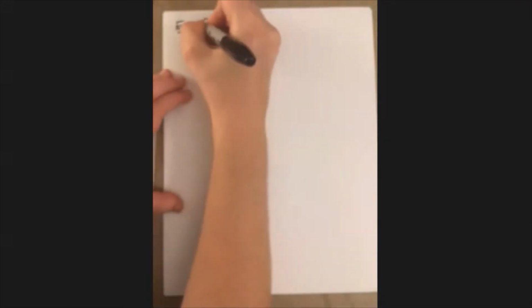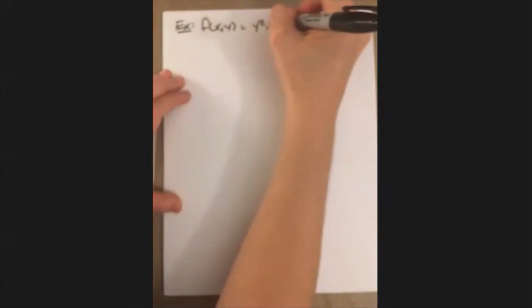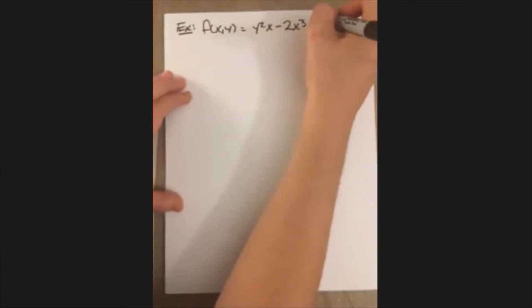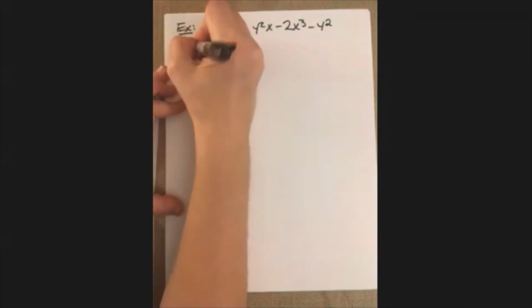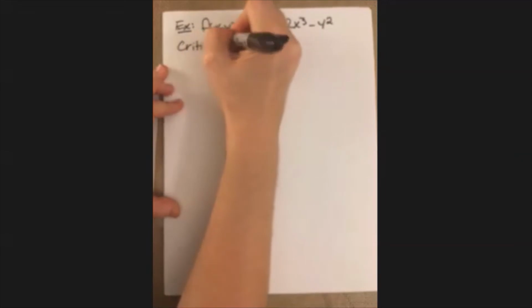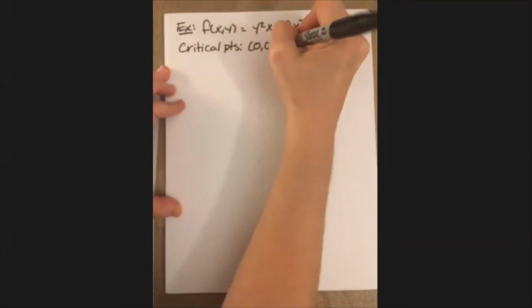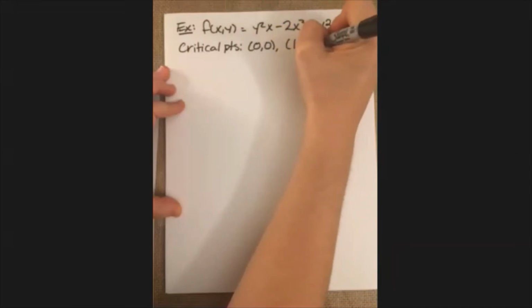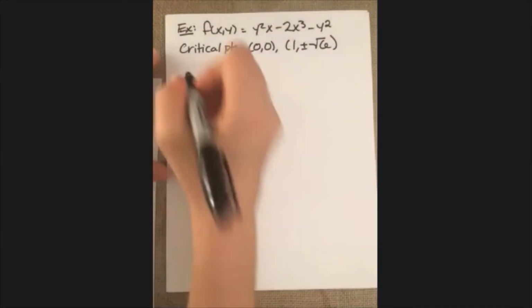Okay. Let's do another example. So this one was f(x,y) equal to y squared x minus 2x cubed minus y squared. We said earlier in our other video that the critical points were (0, 0), and (1, plus or minus root 6). Okay, so I guess we got 3 critical points there that we're looking at.